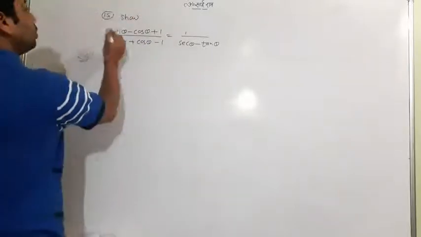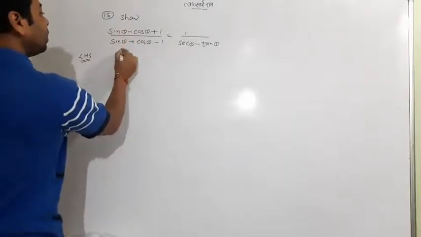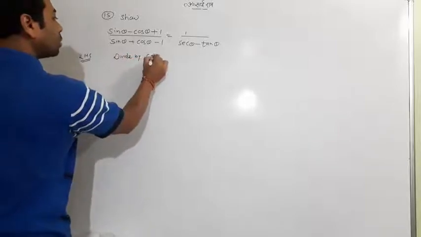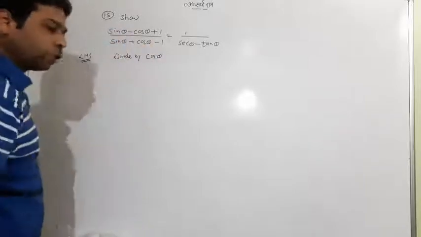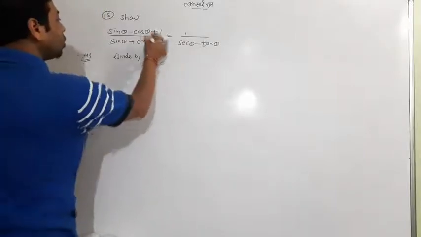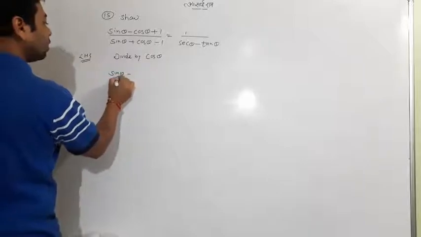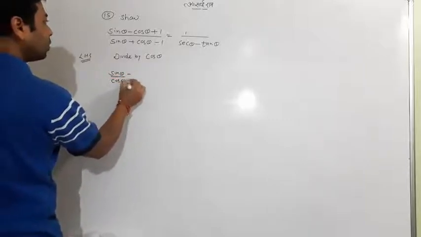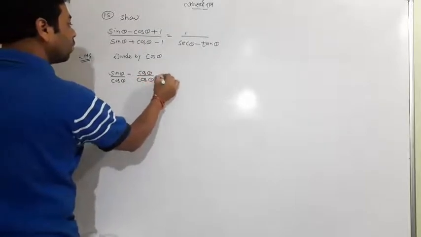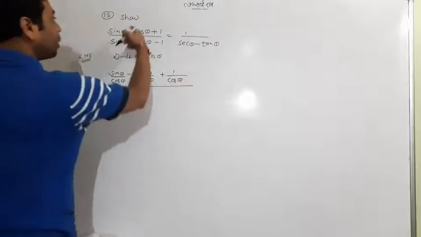So what do I do now? I want to change everything into sec and tan, so I will divide by cos theta. And let's look at what will happen. When I divide by cos theta in numerator and denominator, what will happen? Sin theta upon cos theta, then upon cos theta, 1 upon cos theta. That will happen in the numerator.